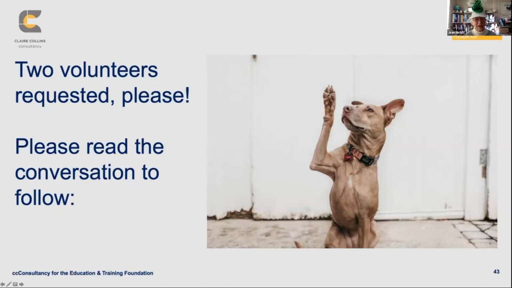So we're asking for 2 volunteers who are going to read the text that you see on the screen. So you don't have to say anything original, it's just reading the text. So could 2 people from the group volunteer, please, to be person 1, person 2?